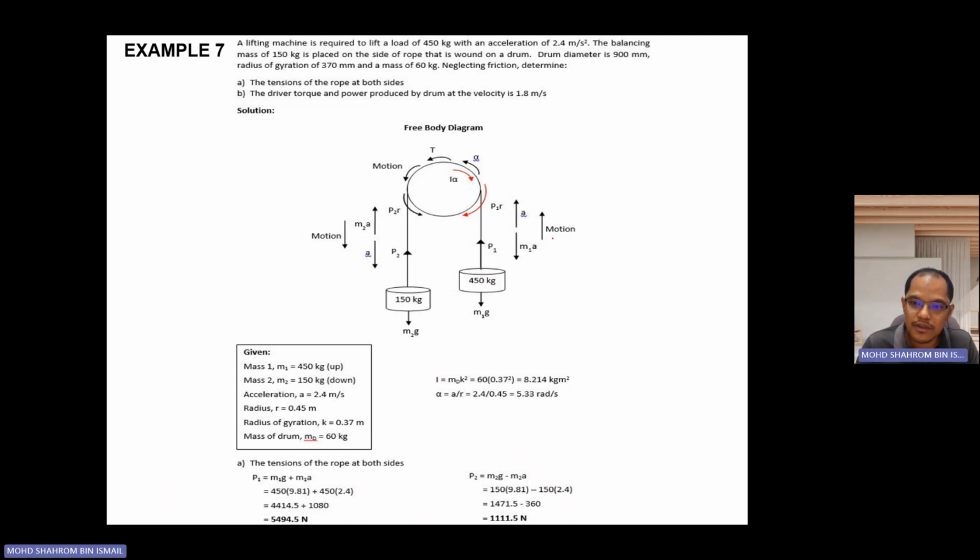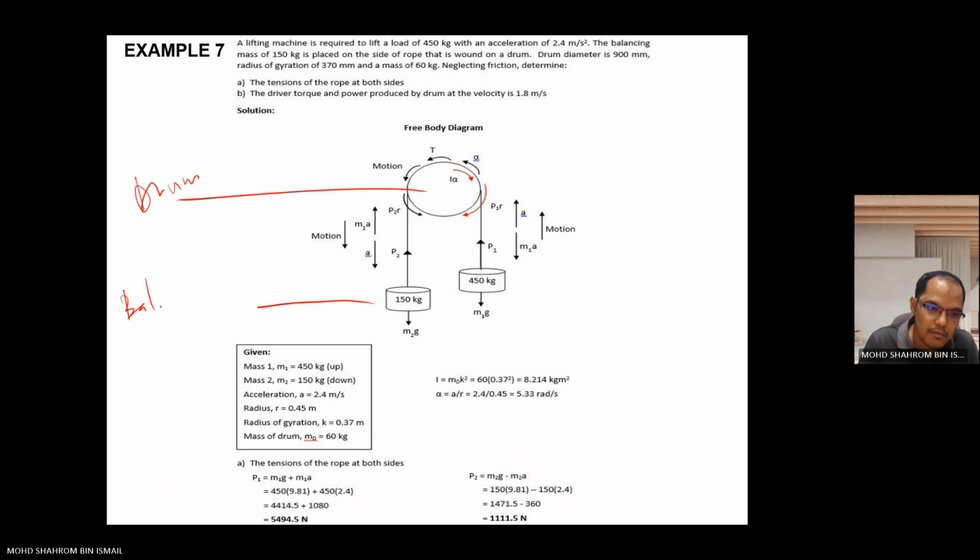So this one is the drum. Okay, this one is the balancing mass. Okay, this is your lift.